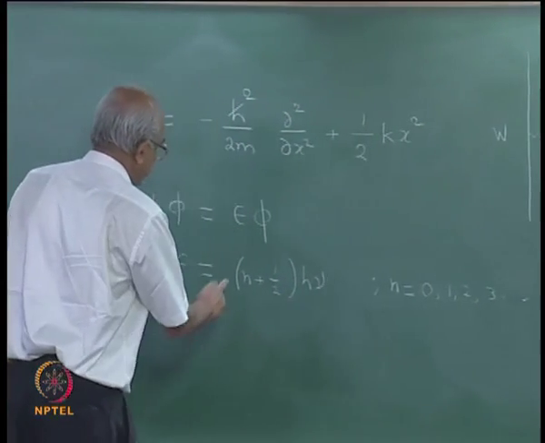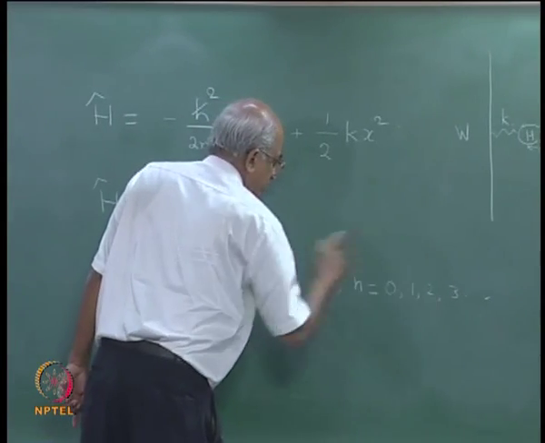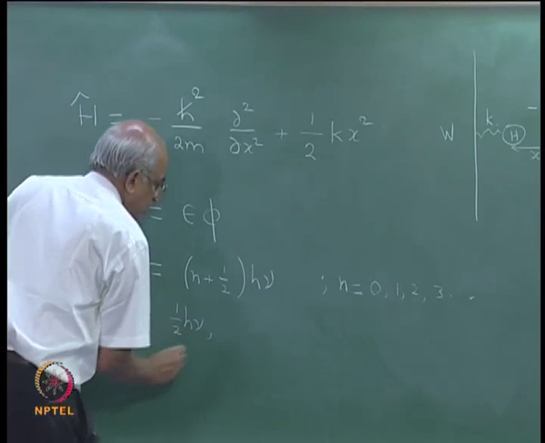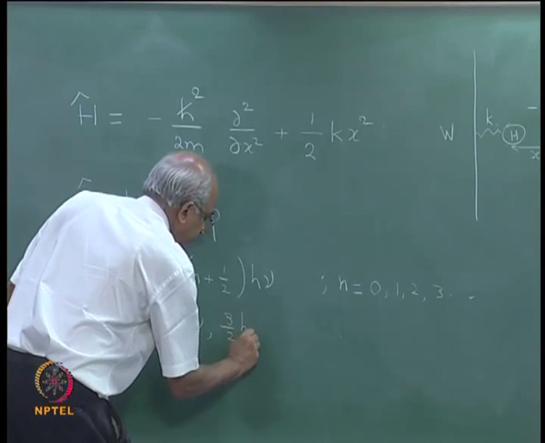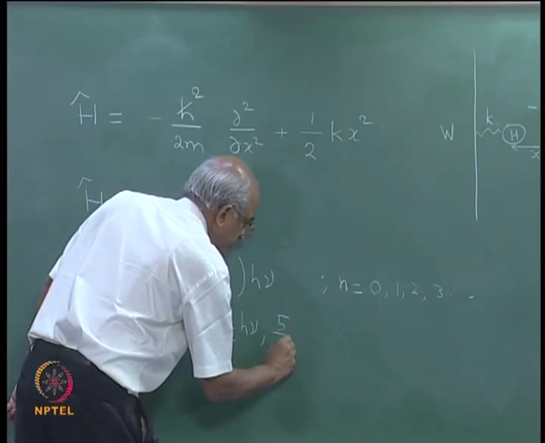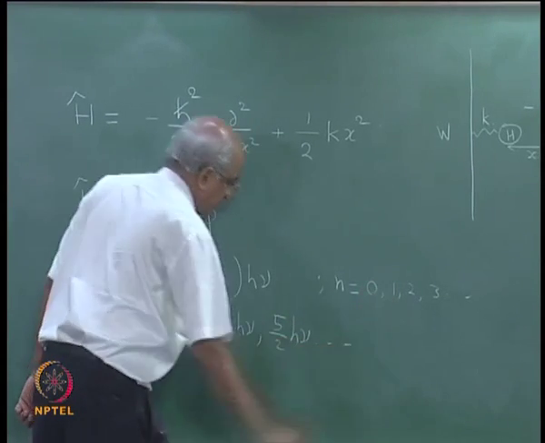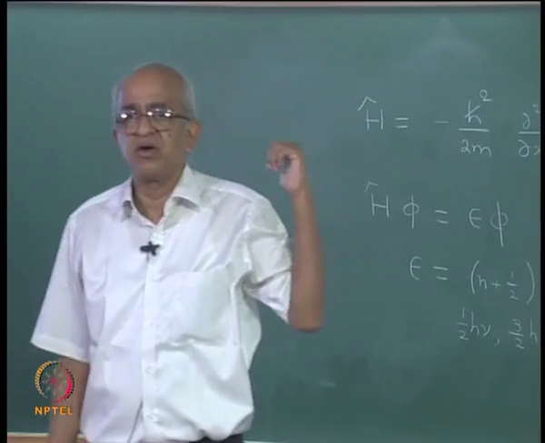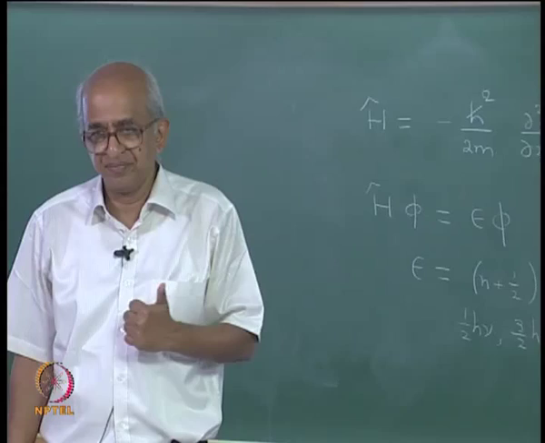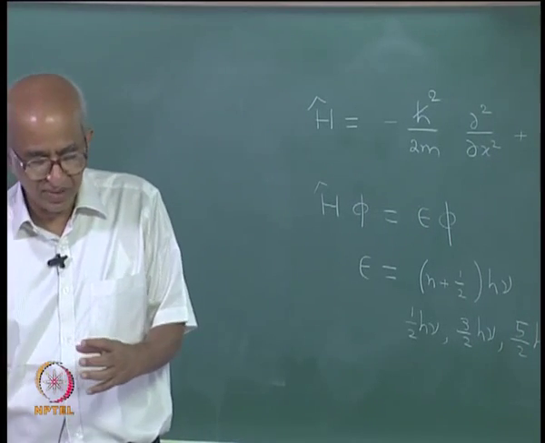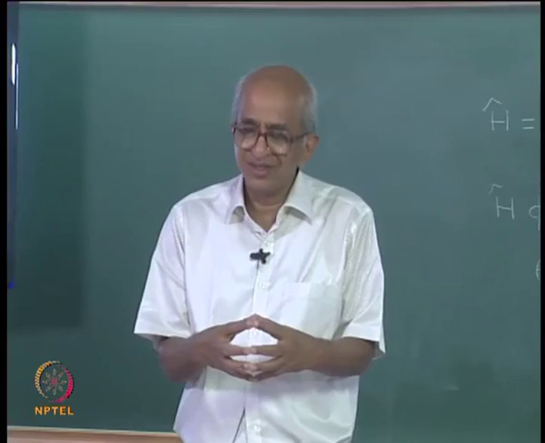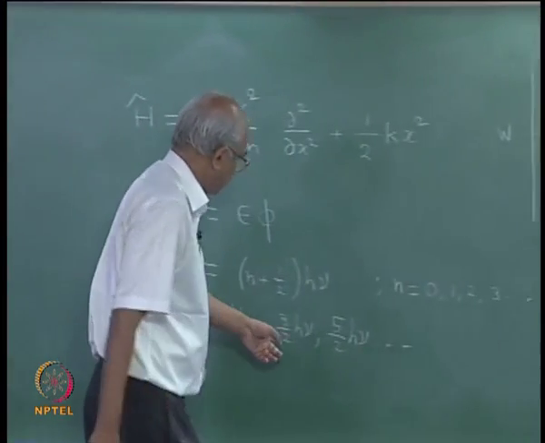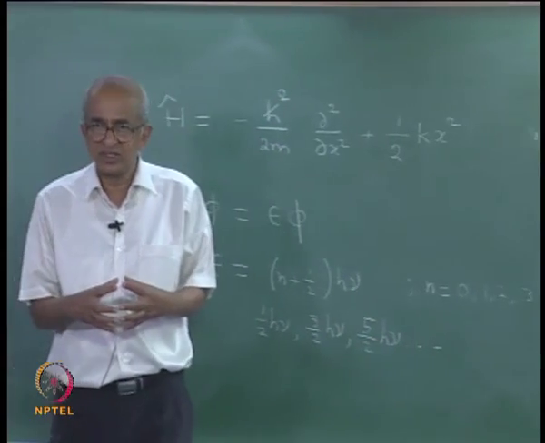This means that the different possible eigenvalues are obtained by putting these values of n, which are actually half h nu if you put n equal to 0, or 3 by 2 h nu, or 5 by 2 h nu, etc. These are all different possible eigenvalues of this Hamiltonian operator for the harmonic oscillator. So, what it means is that if I can measure the energy of the harmonic oscillator, then the answer that I find will be one of these eigenvalues, and you are not going to get any other answer. That is what this postulate says.